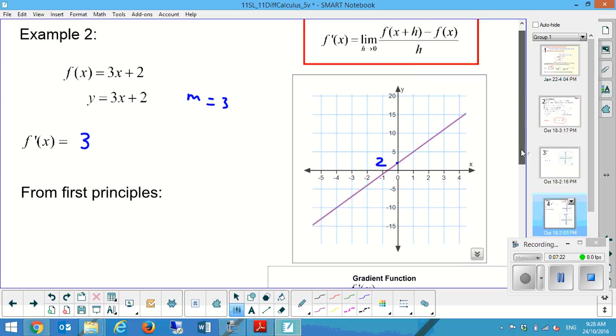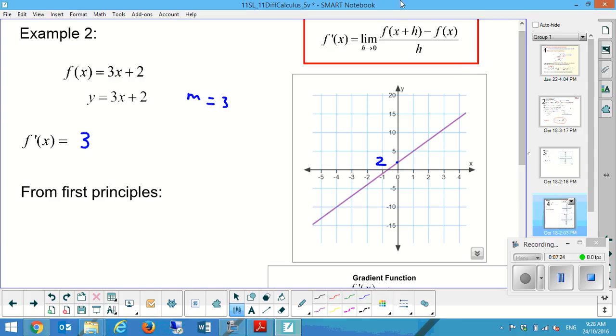Can we get that answer from first principles? So here's our rule for first principles. What we want to do is, we know our f of x is 3x plus 2. Let's now calculate f of x plus h.